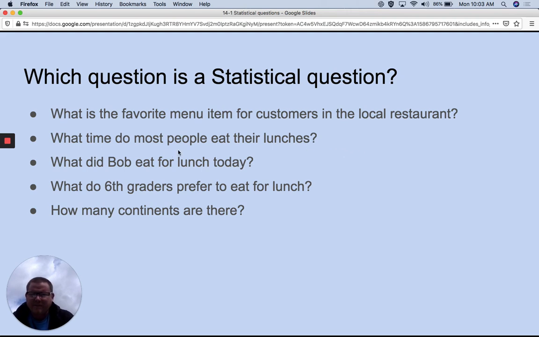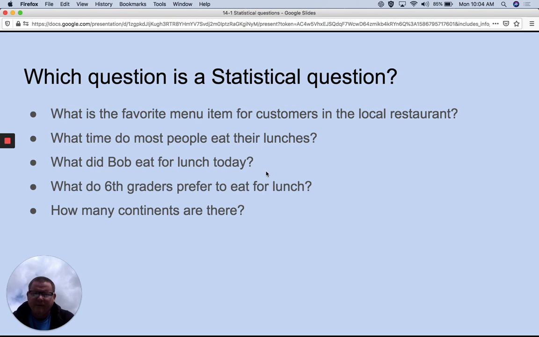What about number two? Or not number two, but this dot. What time do most people eat their lunches? Well, think about that. Is there one answer? Or is there multiple answers? I mean, if we just take our sixth grade class, when we were in class, we all ate lunch at about what time? Right around noon. So this would not be a good statistical question because most sixth graders eat their lunch right around noon.